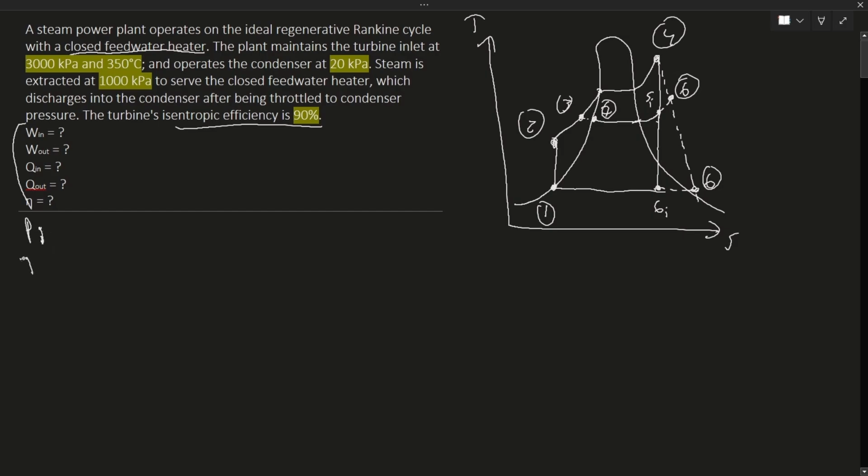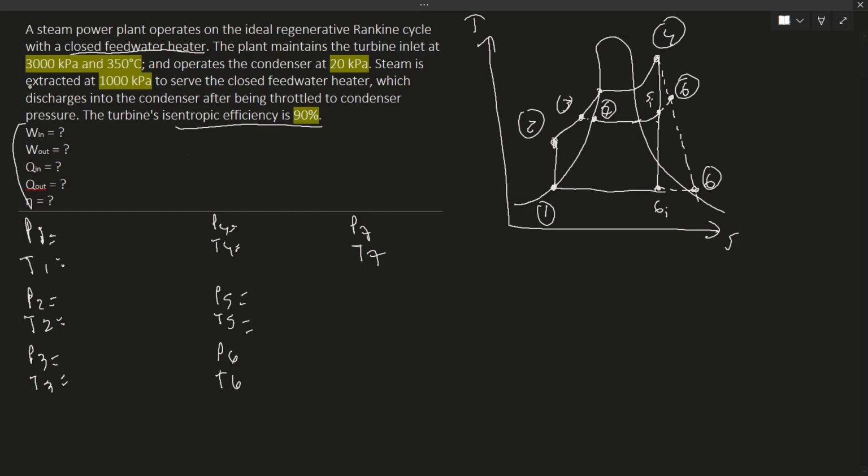All right, so now we're ready to write everything out. P1, T1, P2, T2, P3, T3, P4, T4, P5, T5, P6, T6, P7, T7. Every time it's asking you to find W in, W out, whatever, almost all of your questions, you have to find the h, the enthalpy, for all of these points. So let's read the question.